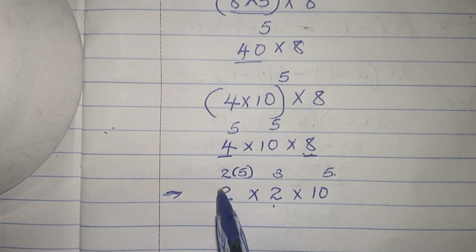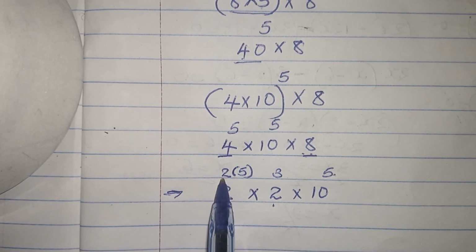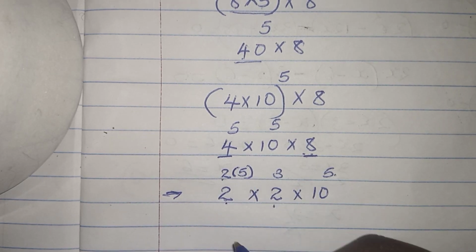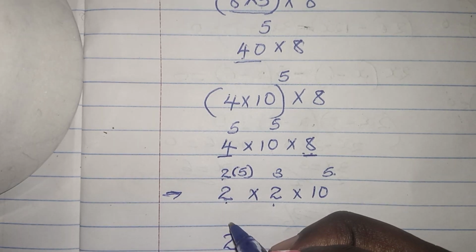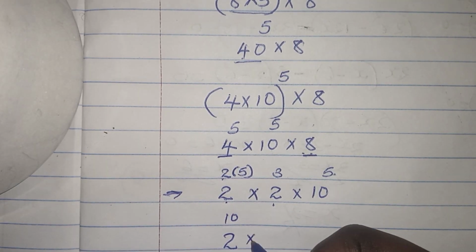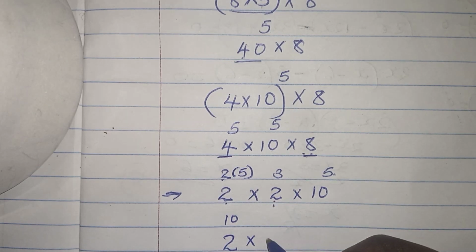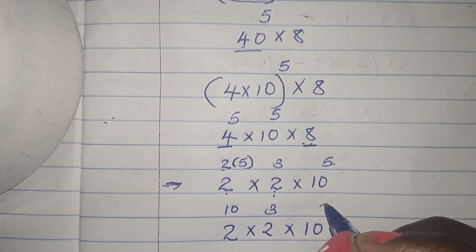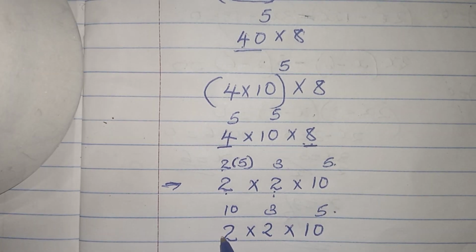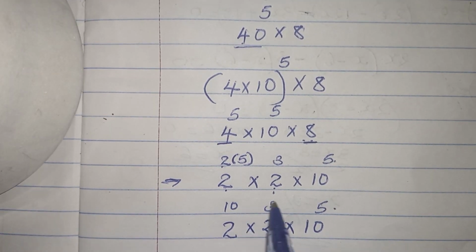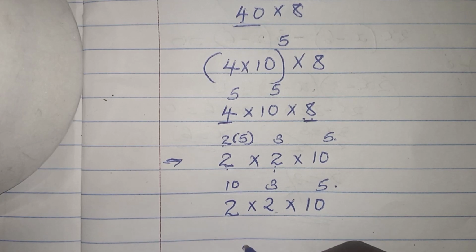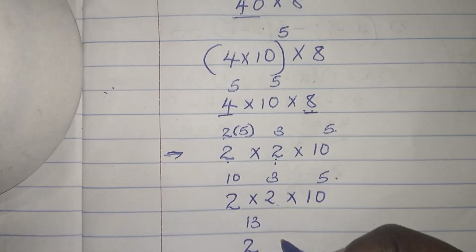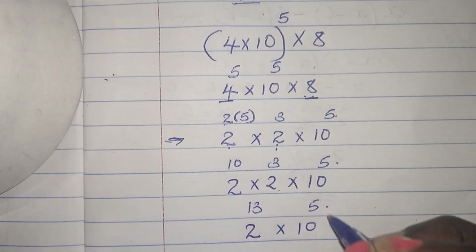2 to the power of 2, I can now multiply these powers. So this will be 2 to the power of 10 times 2 to the power of 3 times 10 to the power of 5. When the bases are the same, you can add the powers. So 2 to the power of 13 times 10 to the power of 5.